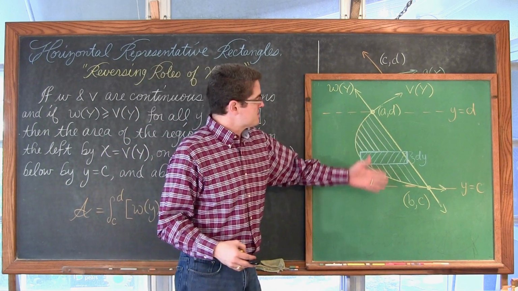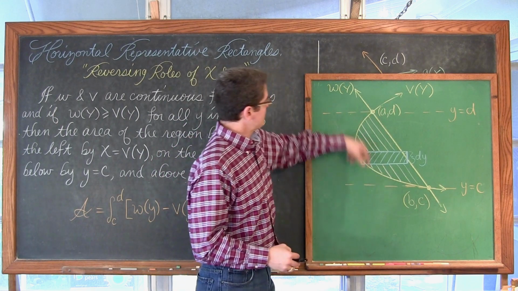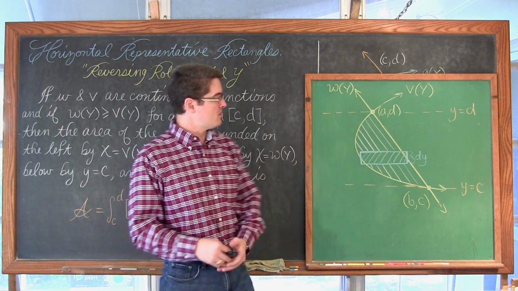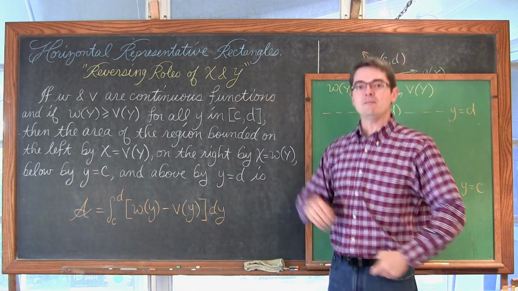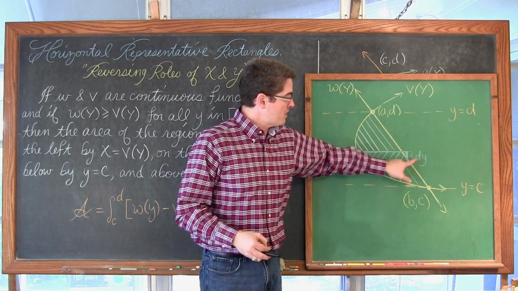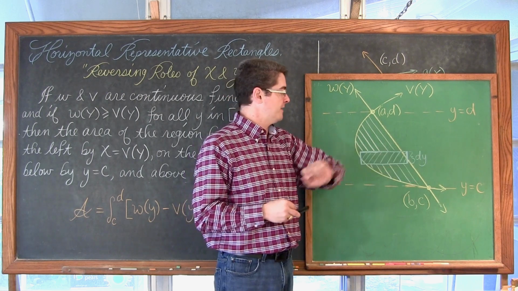So we have, again, it doesn't have to be, of course, a sideways parabola, but we have function v and we have function w of y, and that's just the diagram that goes along with this statement, again using those horizontal representative rectangles. And we'll know they're horizontal representative rectangles if we are integrating with respect to y.